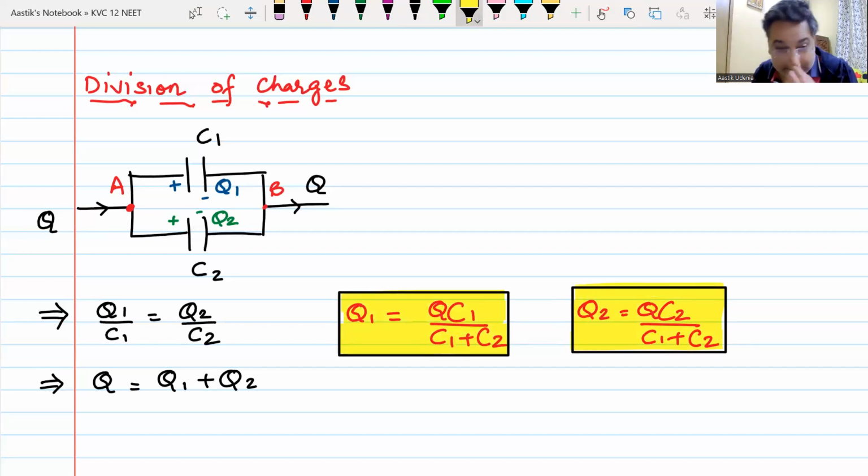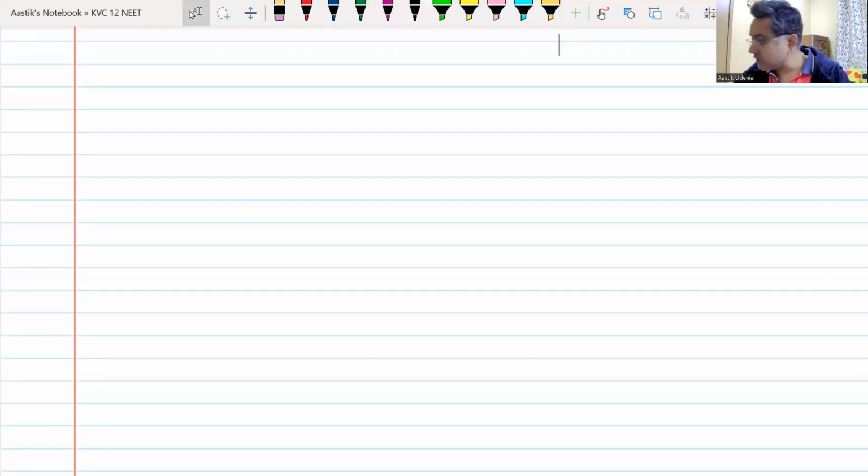Everyone understands this? I'll give you 2 minutes to note it down. Then let's move ahead and solve a question based on it so that we can remember this concept. Question number 4 or 5 or whatever it is. I have two parallel branches.